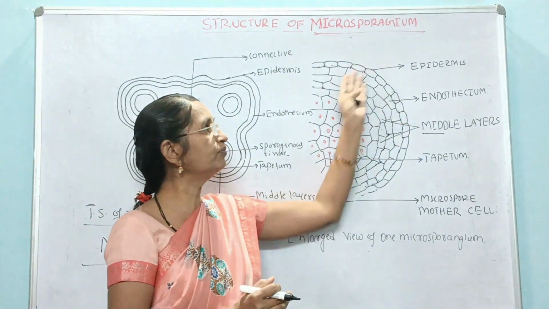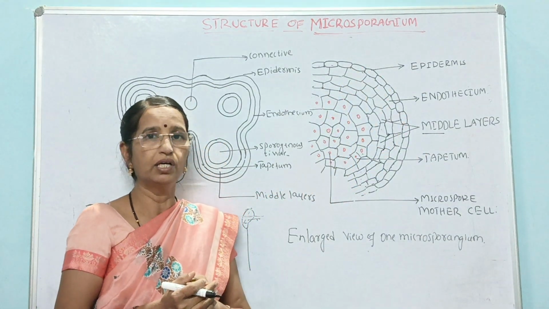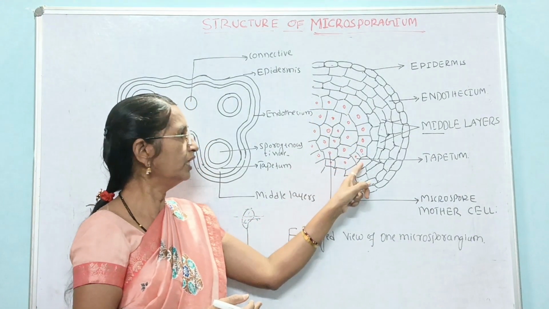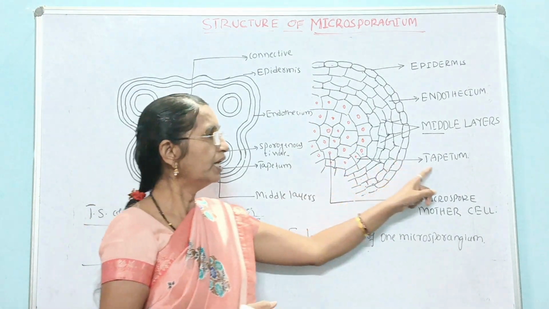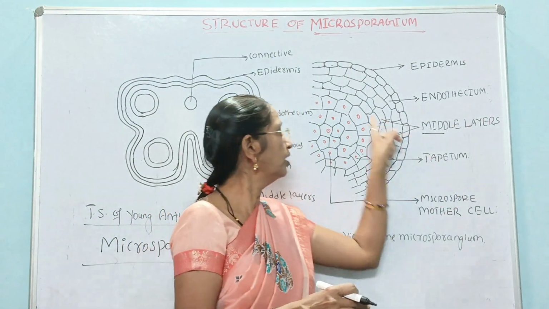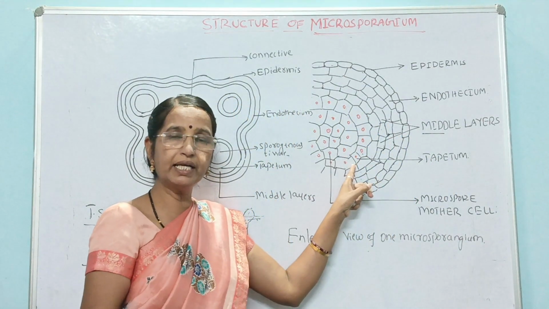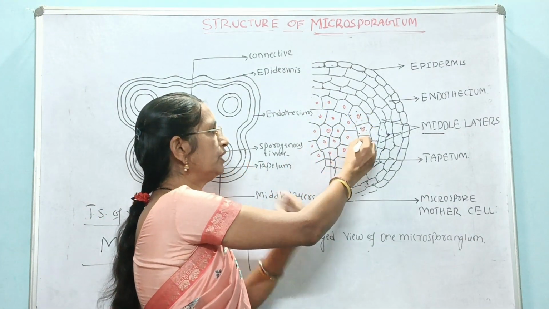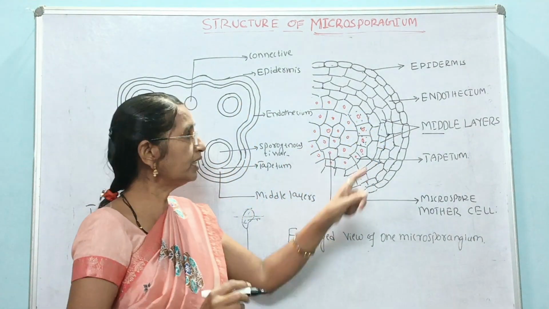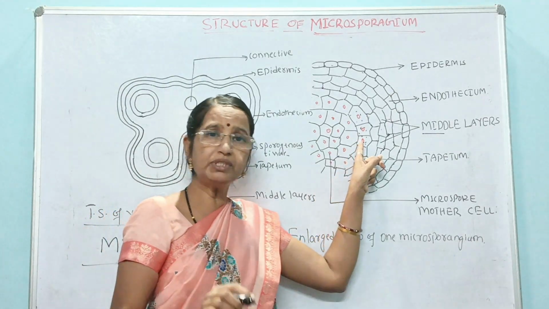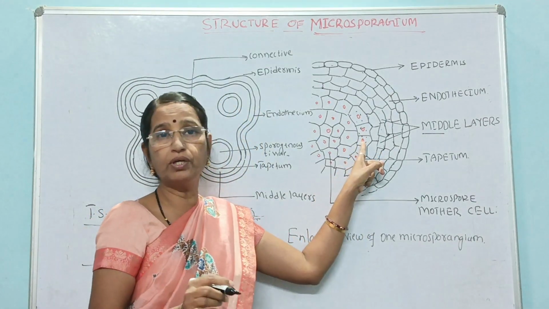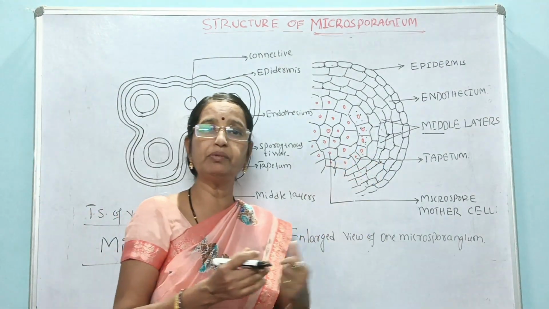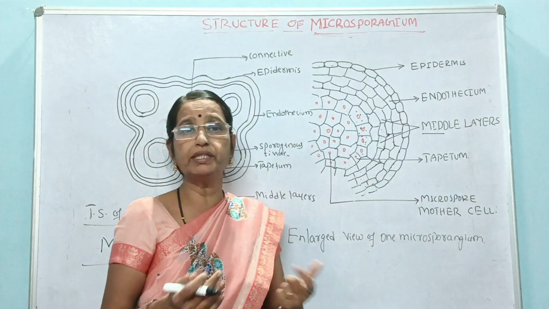The innermost layer of the young anther, what is it made up of? It is made up of a single layer called the tapetum. The tapetum is once again a single, compactly arranged layer, having dense cytoplasm and containing a nucleus. Sometimes it may have one nucleus, sometimes more than two nuclei. It may be mononucleate or binucleate, and sometimes multinucleate also.